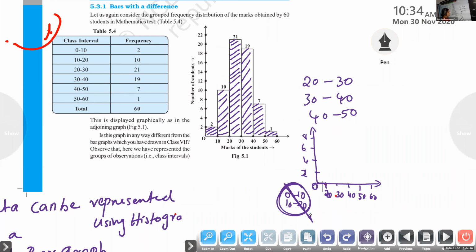For representing that there are some values between 0 and 20, we will put a mark in this way, one N-like mark. It is known as a kink or jagged line. The jagged line represents there will be some values in between that interval. Okay, if the classes do not start from zero, what will we do?